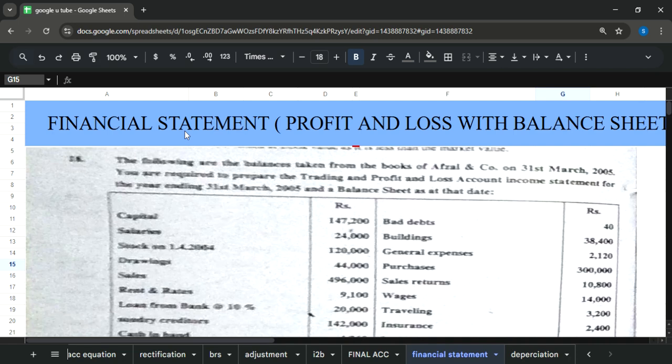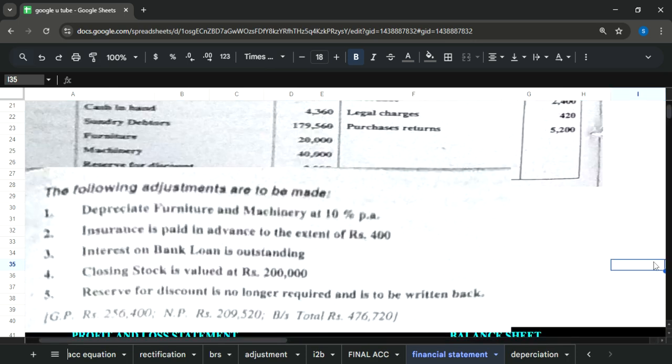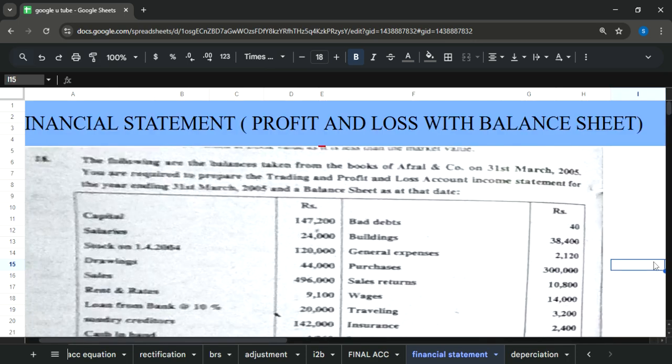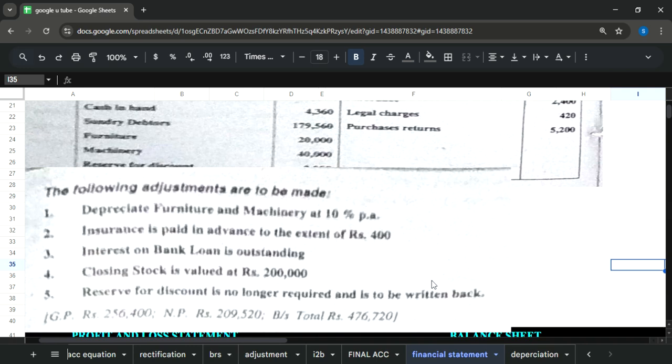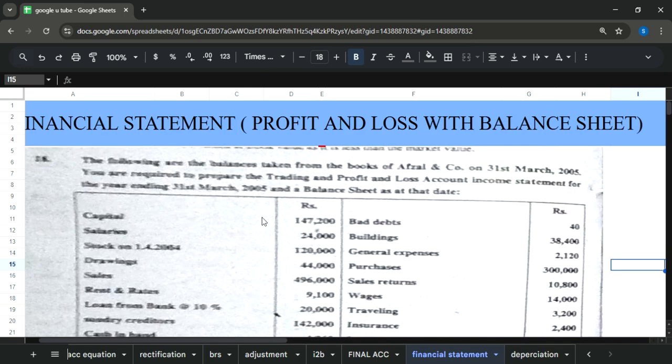Today's question is a little bit different, because you can see that purchase is present on the right side, that means the credit side, and at the same time you can see that purchase returns are also present on the right side. So it means this first part is not a trial balance. Very important for you, it's not a trial balance.